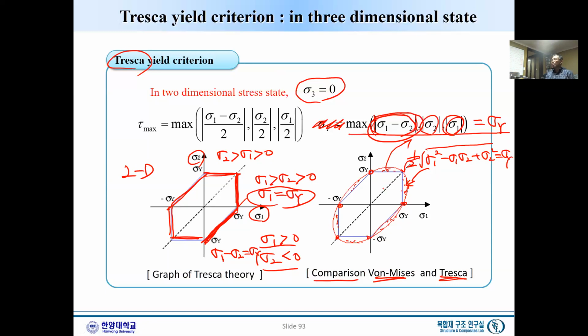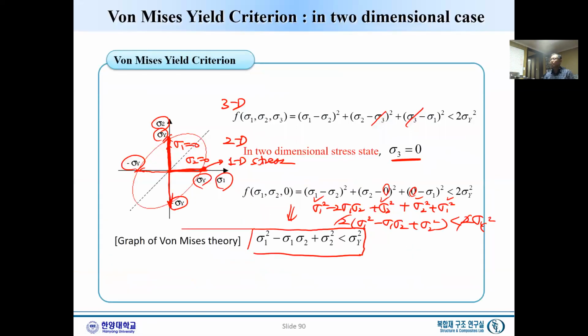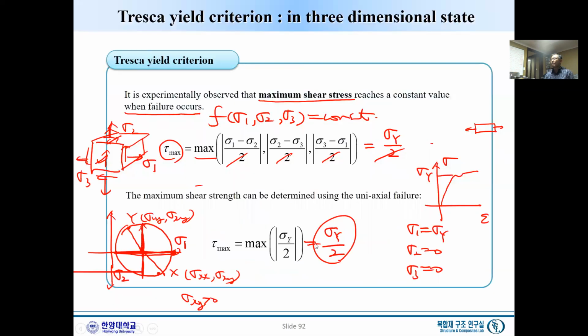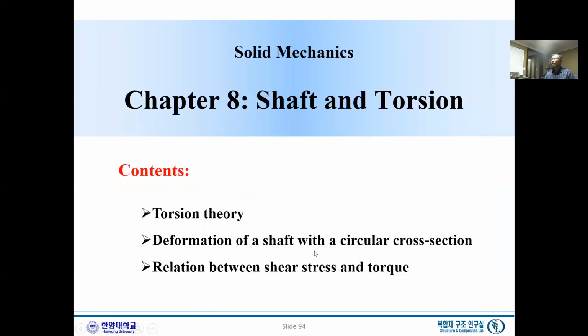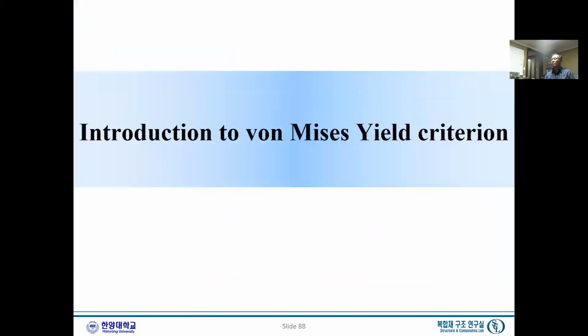Okay, so, oh no, just root 2. We'll get back to this equation, and here, as you can see, root is just a root. Okay, that's all about the Tresca and von Mises yield criterion.